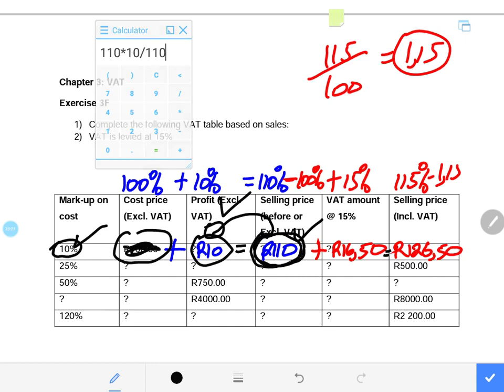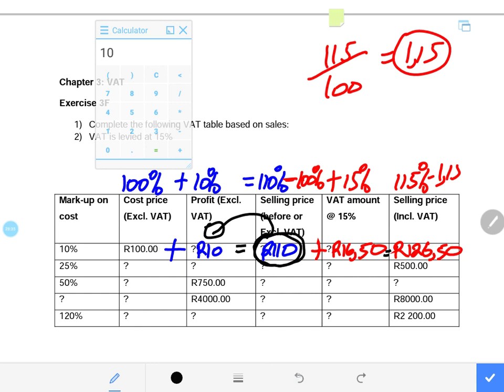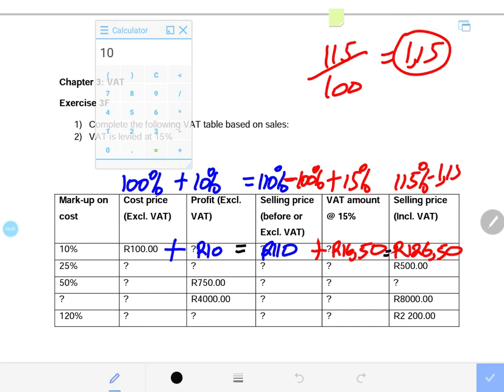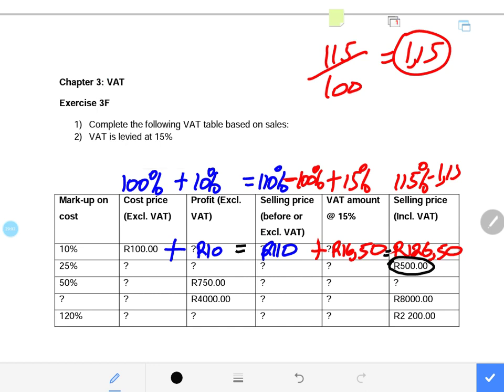Now let us proceed further to number 2, where it is a 25% markup. What are we given? We are given 500 rand, which is the selling price after VAT was included. Since VAT was included, we know that our VAT was 15%. Then we are dealing with the 25% markup on cost.